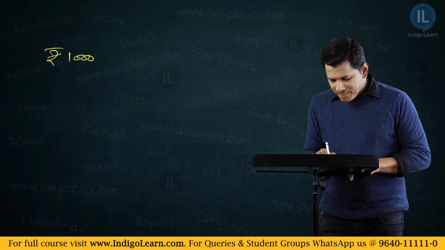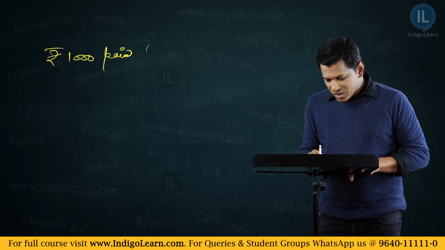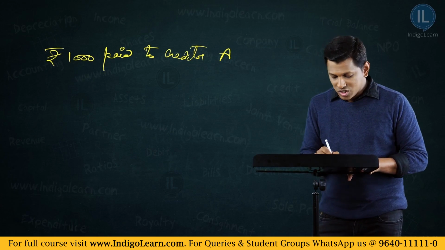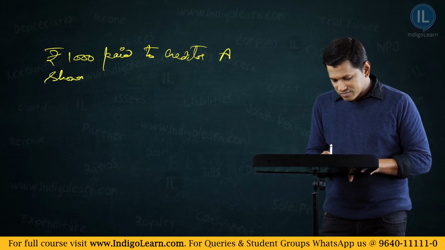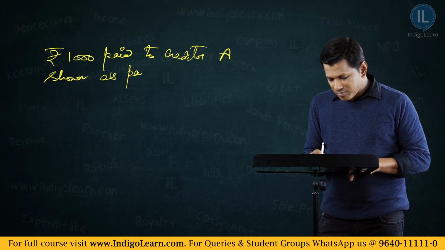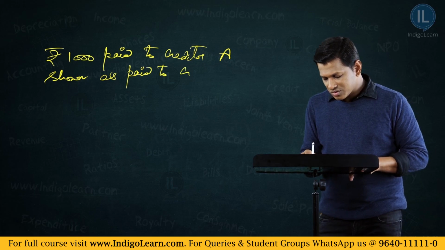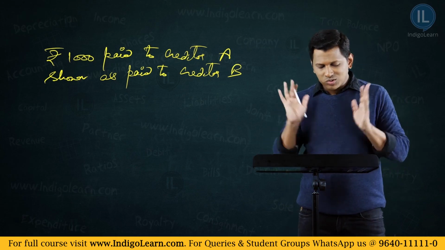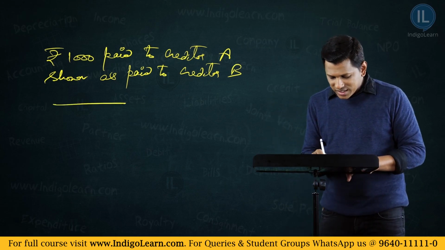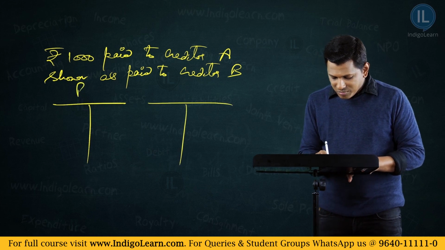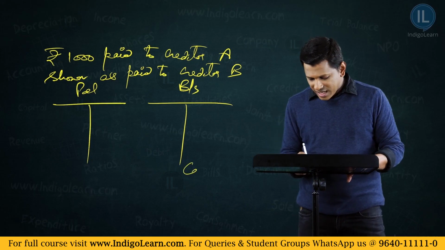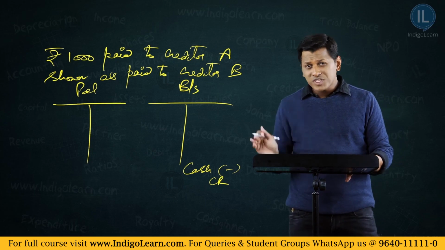Rupees 1,000 paid to creditor A shown as paid to creditor B. Okay, so 1000 rupees we paid. When you say you paid 1000, again let's come back. P&L, balance sheet. 1000 rupees paid. Cash, 1000 rupees gone, so credit. Straightforward.